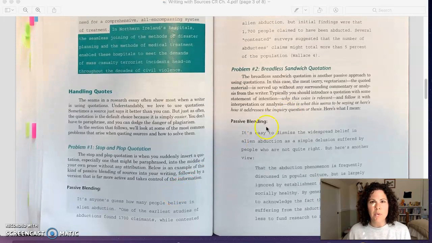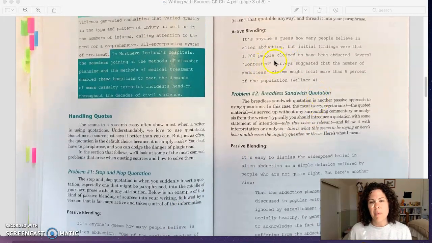Instead of just a drop quotation here, we have a paraphrase using those quotations of very specific wordings. Also, we have the citation afterwards. So here it's really clear that this is your ideas, this is their ideas, but it's much more of a melting together. The second problem that sometimes comes into play in student writing is the breadless sandwich quotation.